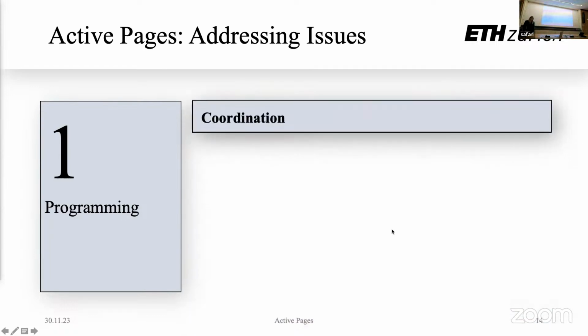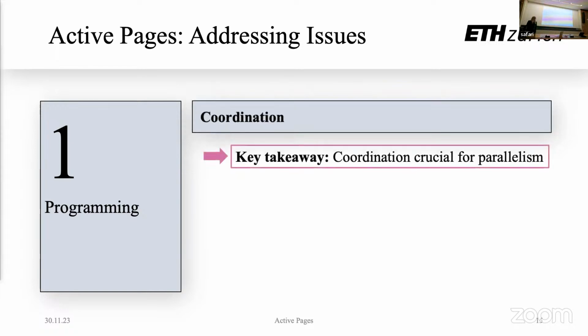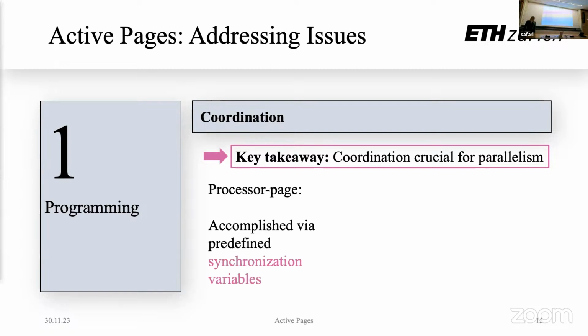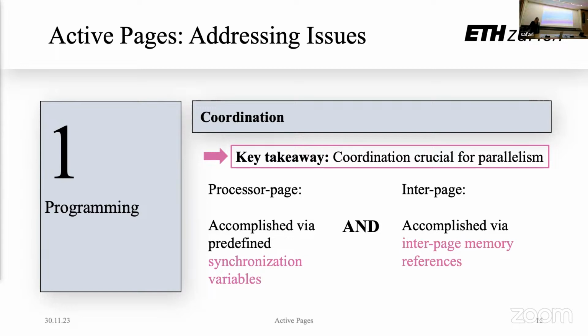Now, moving on to coordination. Coordination is crucial for the effective execution of computations in parallel. Even though I have talked about both interpage and processor page coordination, I want to highlight the key ideas again. Processor page coordination is done using synchronization variables, which act as synchronization channels between active pages and the processor. Interpage coordination, on the other hand, is done using memory references and is satisfied by the processor doing writing and reading to the appropriate page.